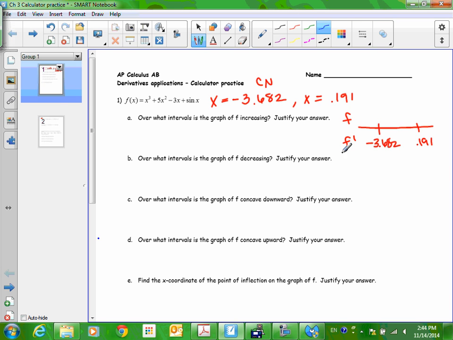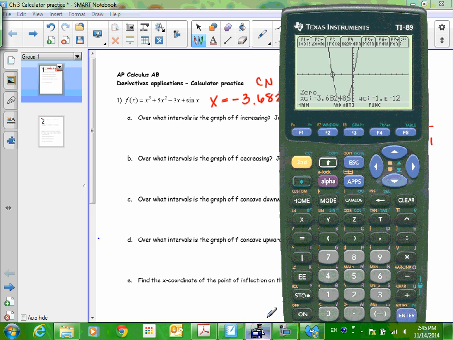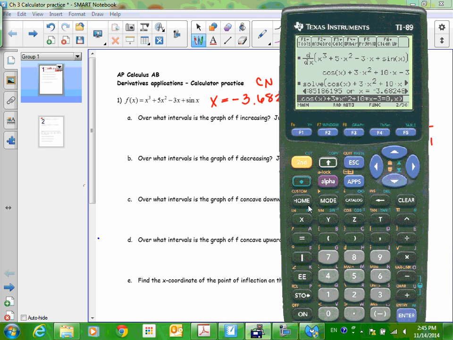You take a number, and what do you do with that number? You test it into the derivative. So again, if you hit the home key, I want to show you a couple of different ways to do this. I'm not doing this to confuse you. I want you to have multiple ways of doing it, so if you get stuck, you can do it a different way. All right?